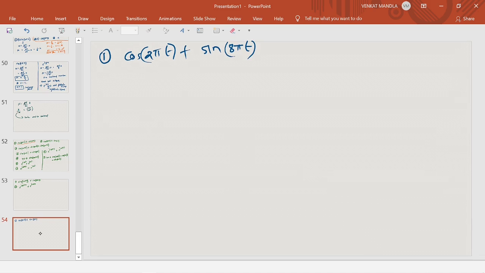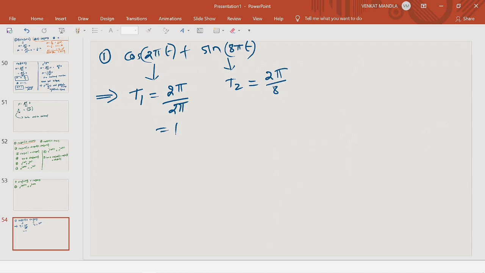Find out the fundamental period and fundamental frequency of this entire signal. First of all, is it a periodic signal? To find that, first I will find T1, that is 2 pi by omega naught. Omega naught is 2 pi here, so T1 is 1. T2, the period of sin 8 pi t, is 2 pi by omega naught, 2 pi by 8 pi, which is 1 by 4.